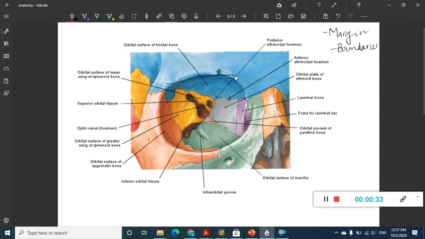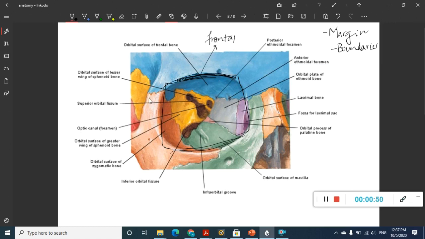So these are the margins. If you see, this is almost quadrangular in shape, roughly. These are the margins which you see. So what is the superior margin formed by? Obviously, the superior margin is formed by the frontal bone.